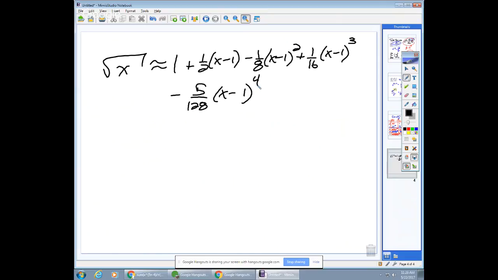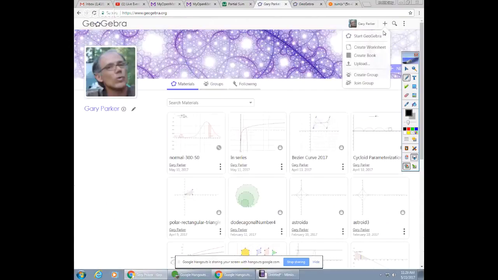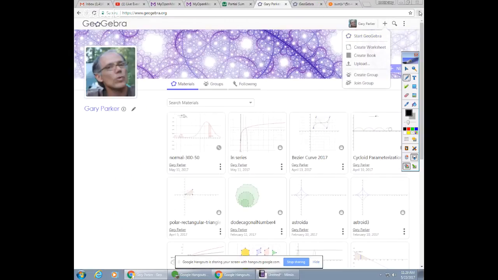Okay, does that polynomial right there look like the square root function near x equals 1 is what I'm curious about. So I think I better get a new GeoGebra screen for this. I kind of maxed out that one. And hope it wants to use that other one. No, I don't. Let's go incognito.